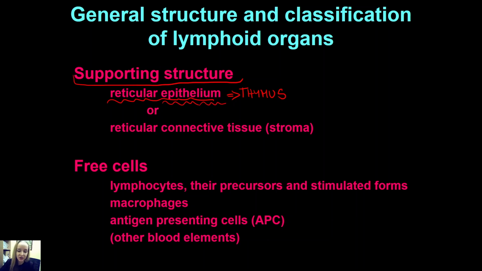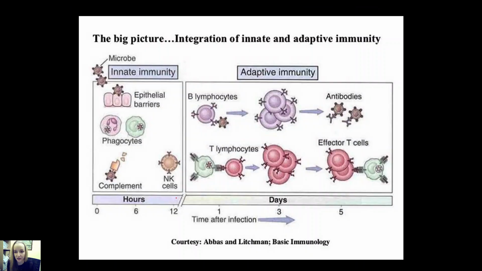Okay, and there is not only supporting structure, because this structure is just supporting something that is even more important in that organ, and that are free cells. So we can find lymphocytes and their precursors and stimulated forms inside this organ, many macrophages, and antigen presenting cells, which are presenting antigens there to build up immunocompetency, or to fight infection, or to stimulate some immune response. So free cells are very important in these lymphoid organs.